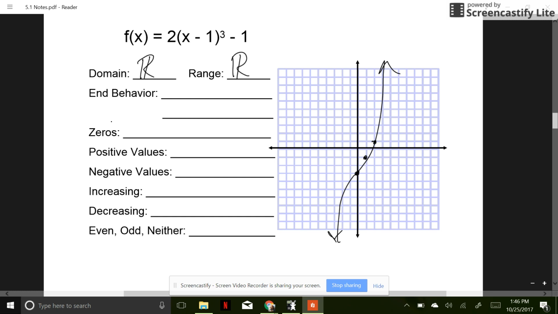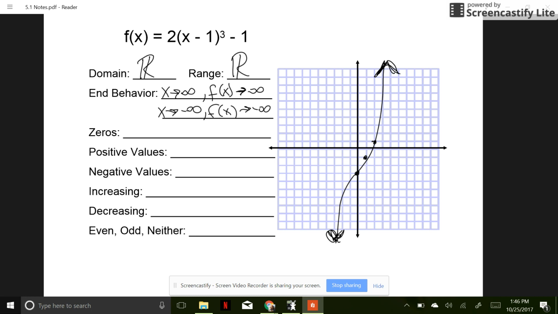And behavior. As x goes to infinity, so as we move to the right on our graph, what are the y values doing? They are going up, up, up. F of x is going to positive infinity. And as x goes to -infinity, as we look to the left of our graph, where are the y values going? They're going down. They're going to -infinity.